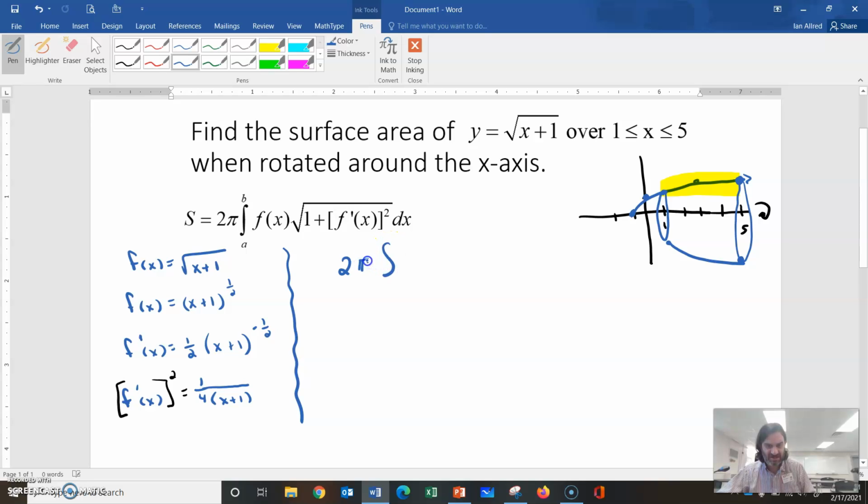In terms of x, it'll be from 1 to 5. And the function was f of x, which was the square root of x plus 1. So let's just write that as x plus 1 to the 1/2. And then we'll have the square root of 1 plus 1 over 4 times x plus 1. All that is dx. So now we got to kind of figure out what in the world to do here.